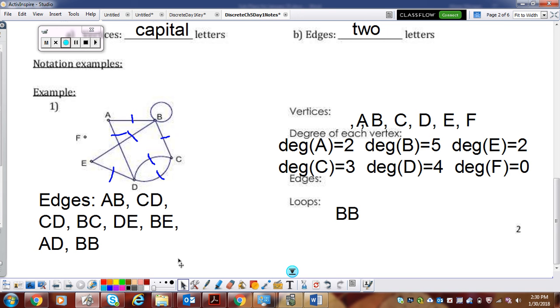So now we know how to identify the vertices, give the degree, the edges, and loops. Again, edges, you need 2 letters. Degrees, you just count the number of lines that come out of each dot.